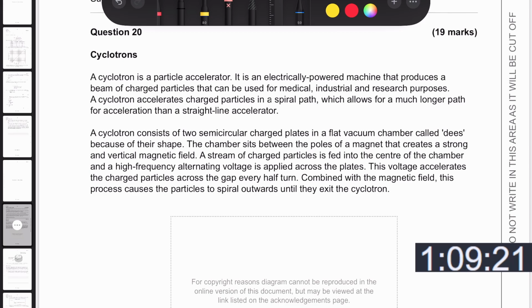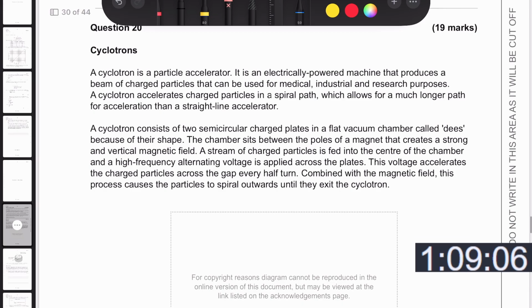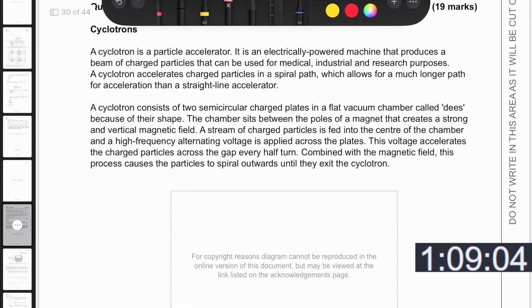The chamber sits between the poles of a magnet, which creates a strong and vertical magnetic field. A stream of particles is fed into the center, and a high-frequency alternating voltage is applied across the plates. This voltage accelerates the charged particles across the gap every half turn. Combined with the magnetic field, this process causes the particles to spiral outwards until they exit the cyclotron.